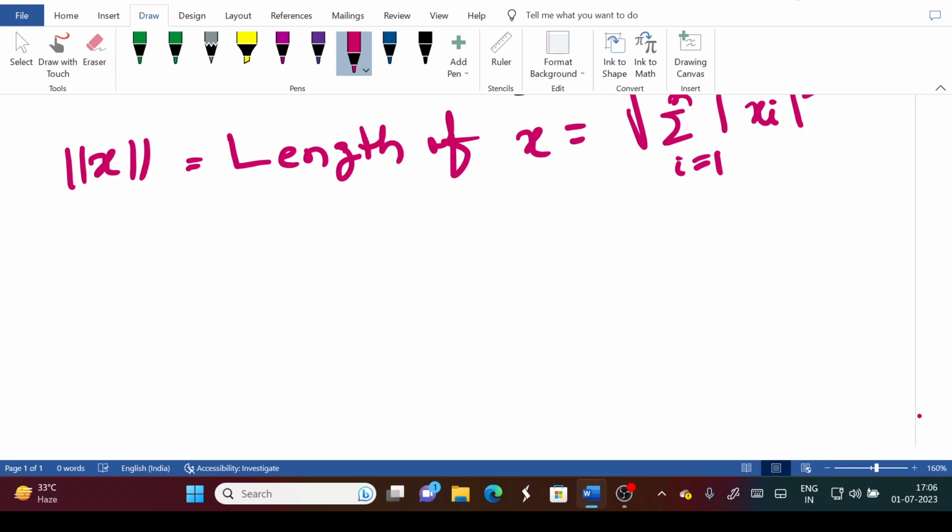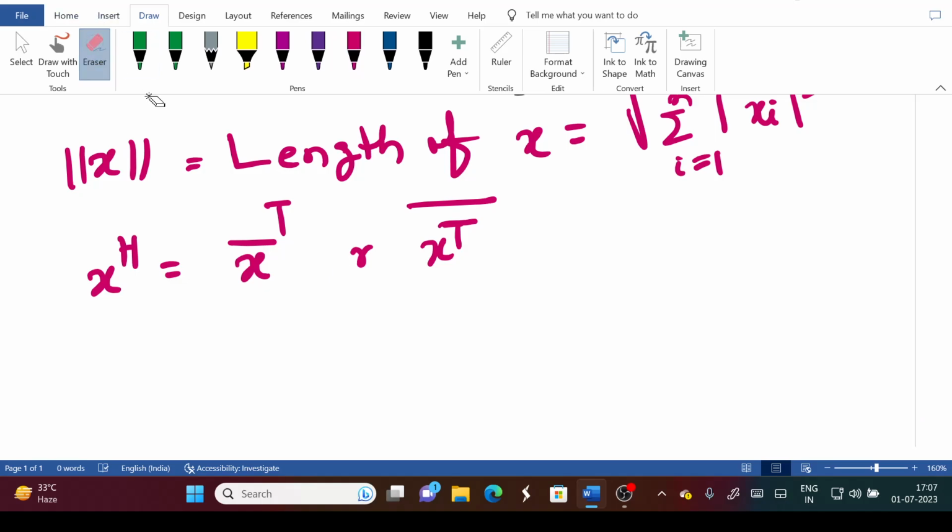And here xH is equal to x conjugate transpose or x transpose conjugate. They are the same. So as they are the same, I can write them as equal to each other.